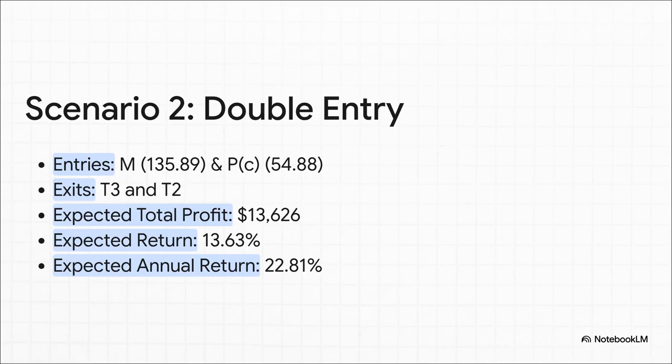But what if the opposite happens? What if the price drops first? Well, that's exactly what scenario 2 is for. In this case, both entry points get hit, the initial M and then the lower PC. Now, because you've got that second, cheaper entry, your average buy-in price is much lower, and that means the potential profit, if the targets are reached, jumps way up. We're talking a projected profit of over $13,600, which would be a return of almost 14%.